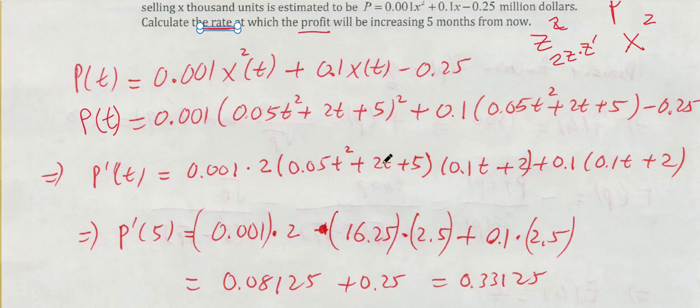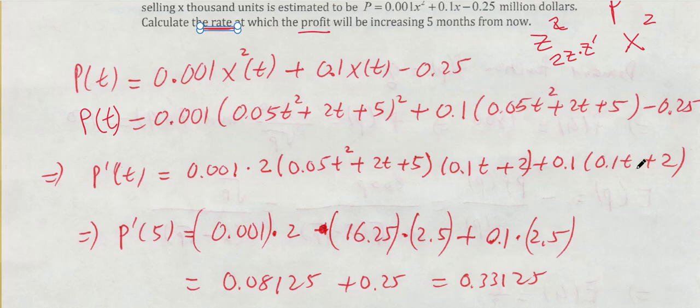2 times 0.05, which is 0.1t, and then 2t becomes 2. The constant phi becomes 0. That's why we have z prime with this guy right here. And doing the same thing to the next one, I keep the constant 0.1 from the outside, and then this guy is easy. We can take the derivative by just using the normal power rule.